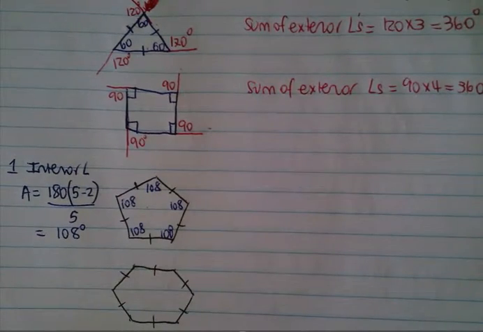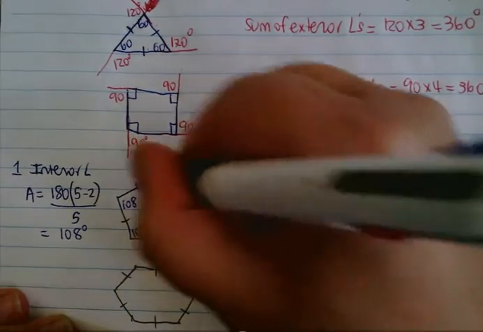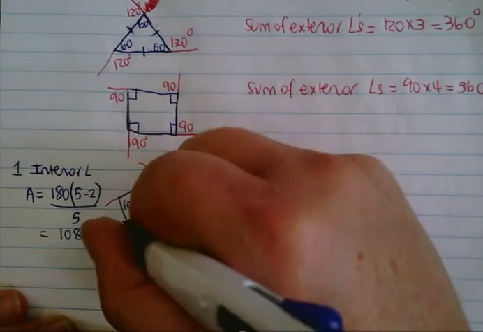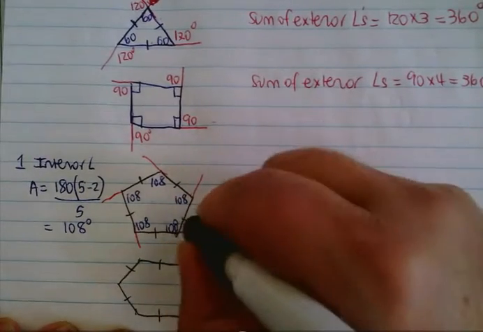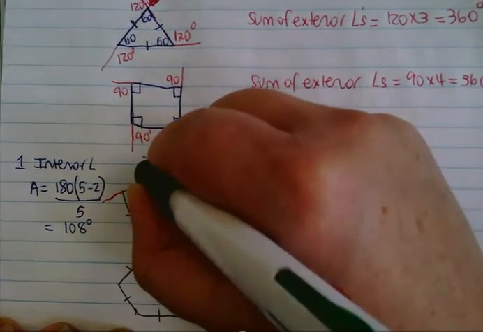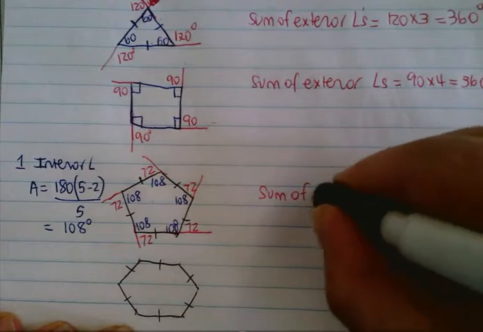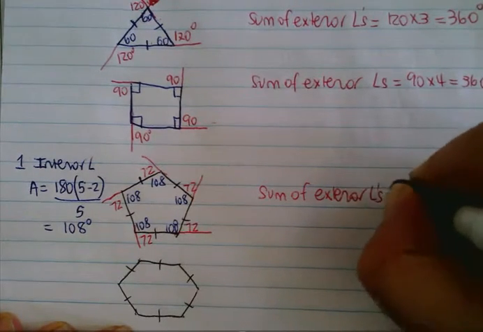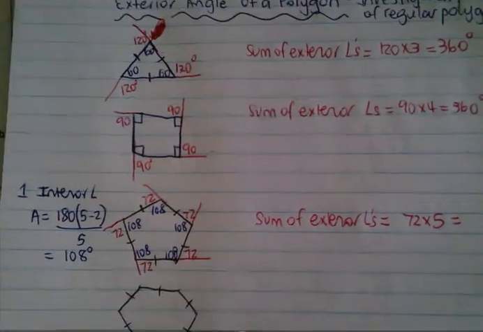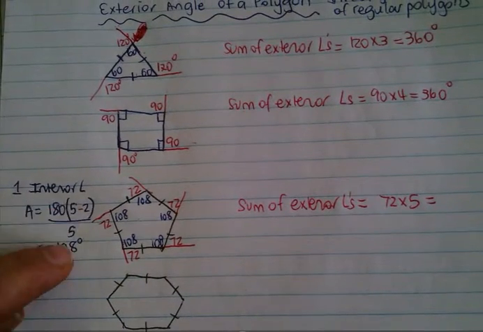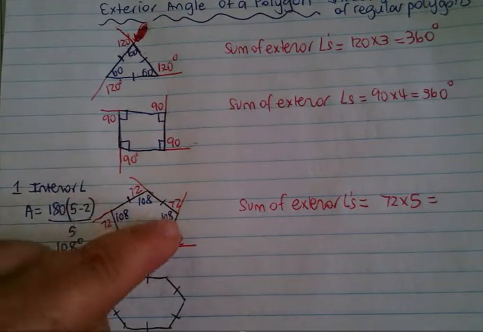So girls, if all the interior angles are 108, I'm going to draw in all the exterior angles as well, going the same way. That way, that way, that way, that way, that way. What is the exterior angle? Straight line, girls, straight line. 72, 72. What is the sum of all the exterior angles? So over here I've got the interior angle of one angle in a pentagon.